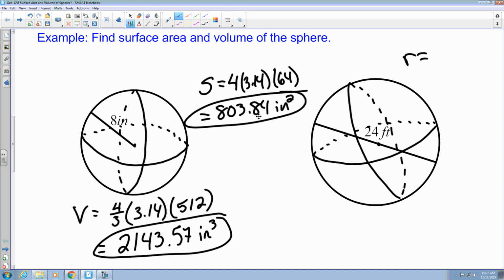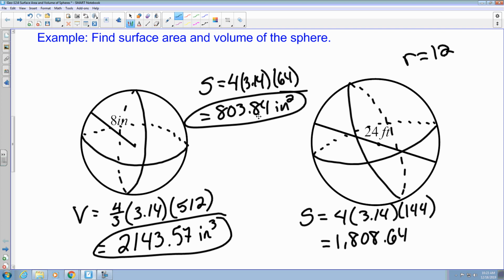Okay. So the one on the right gives you the diameter, so we have to convert it to a radius. So the radius in this case is 24 divided by 2, which is 12. So surface area is going to be 4 times 3.14 times 12 squared, which is 144. So I get 144 times 3.14 times 4. I get 1,808.64, and it was square feet.